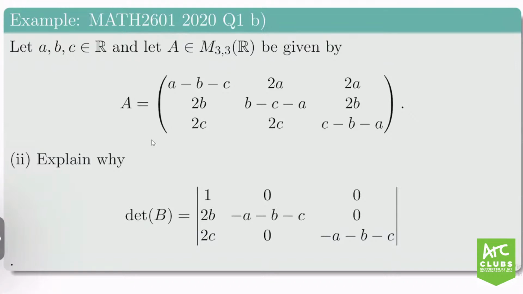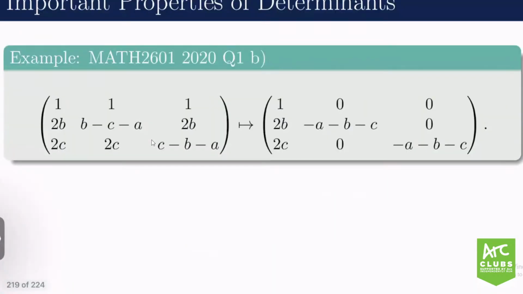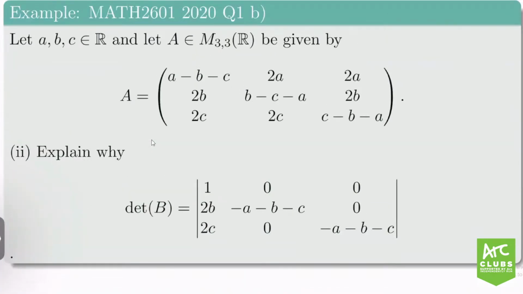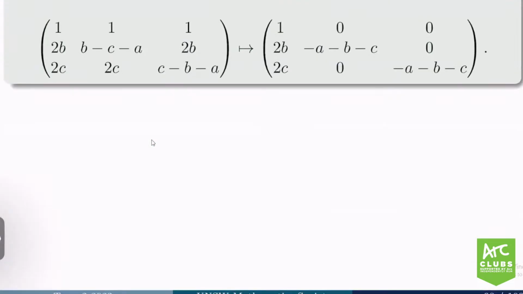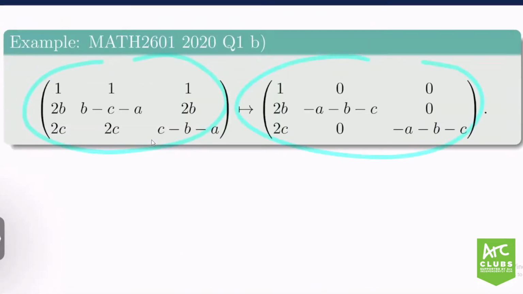Okay, so the second part of this is to explain why the determinant of B equals this. In order to do that, you can see that we have this in a lower triangular form. So we're going to have to apply some sort of row operations. Currently B looks like this, and now we want to turn it into this. So what row operations do we need?